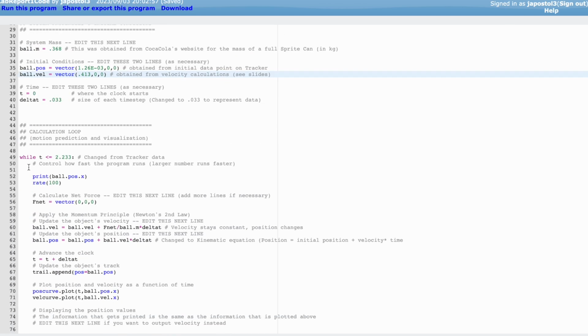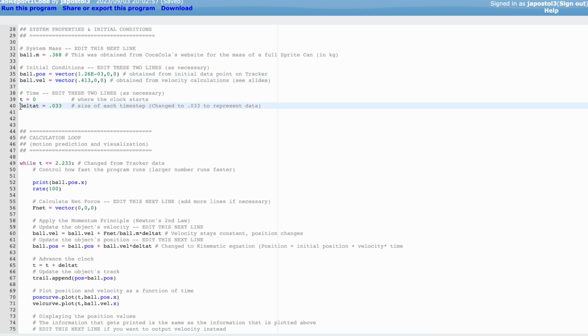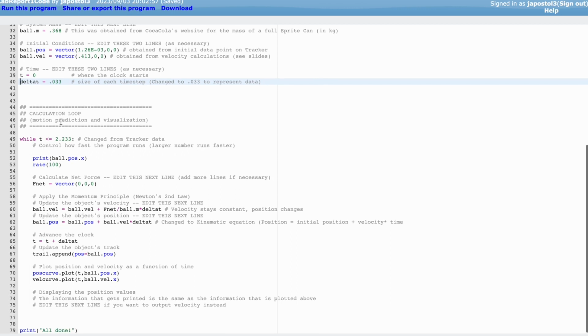Third, in lines 40 and 49, I changed the time in the loop to 2.233 seconds to match the Tracker data at an increment of 0.033 seconds. This would mean that I would have the same data points at time compared to Tracker. Finally, in lines 60 and 62, I updated the velocity and position formulas as described previously.